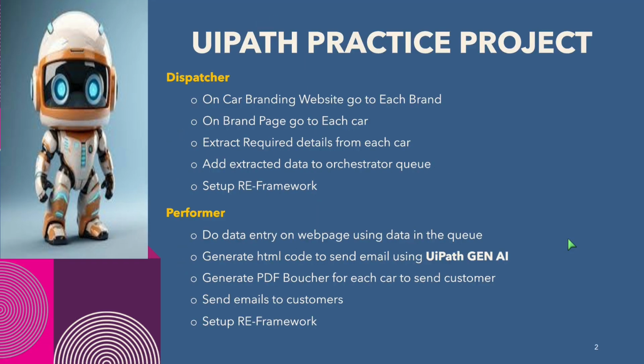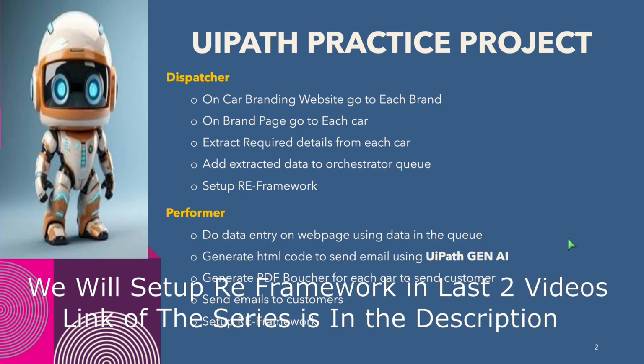So we have completed the dispatcher. We have completed how we can go to the car branding website and go to each brand. After going to each brand, step number 2, go to each car and then extract required details from each car is also done. Add extracted data to orchestrator queue is also done, and now we will set up the UiPath RE framework. To set up the UiPath RE framework, I will do it for both the projects together. So we will see the RE framework setup in some time.